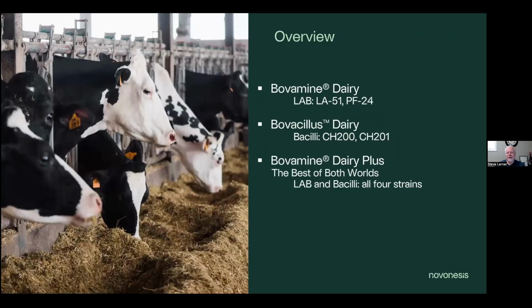To start, I'll do an overview of the two products that went into the making of Bovamine Dairy Plus. That is Bovamine Dairy, that is comprised of two different organisms, the Lactobacillus animalis and a Propionibacterium. I'm going to speak to you about Bovacillus Dairy, that has got two different bacillus organisms, and then focus most of the time on Bovamine Dairy Plus and its advantages.